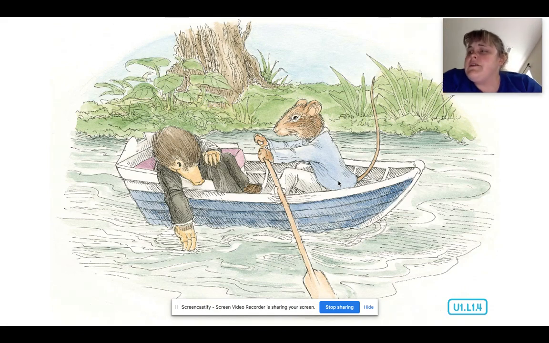I beg your pardon, said the mole, pulling himself together with an effort. You must think me very rude, but all this is so new to me. So, this is a river. The river, corrected the rat. And you really live by the river?